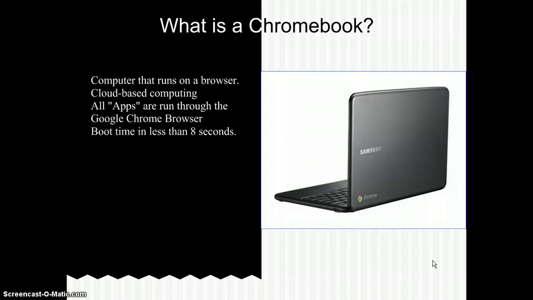And so the question to start with is, well, what is a Chromebook? A Chromebook looks like what you see there on your screen. It is a little laptop, so to speak, that runs on an internet browser. It runs on the Google Chrome internet browser. It is cloud-based computing, meaning everything is done in the cloud. All the saving is done in the cloud. All your applications are in the cloud. We'll talk about that here in a second.